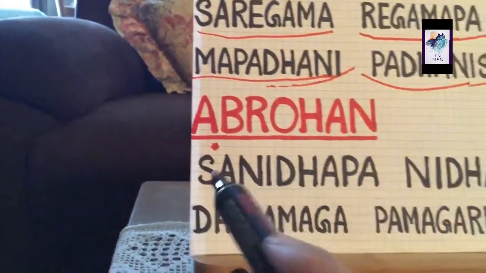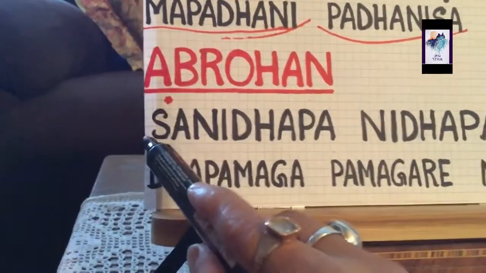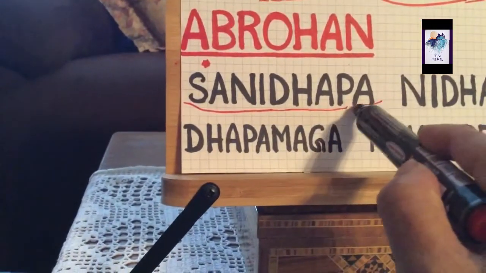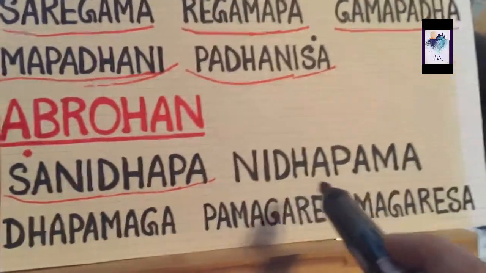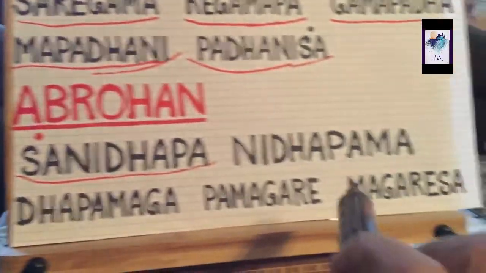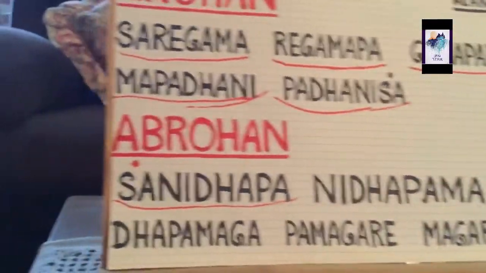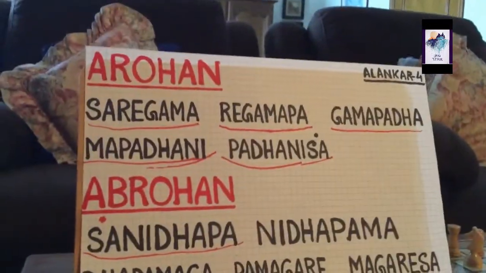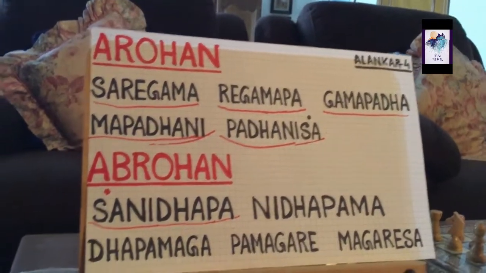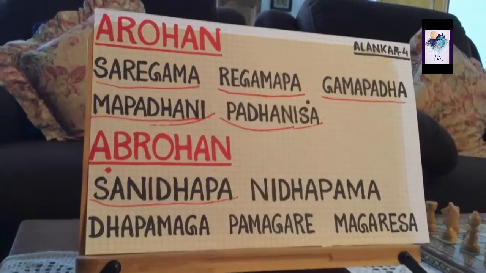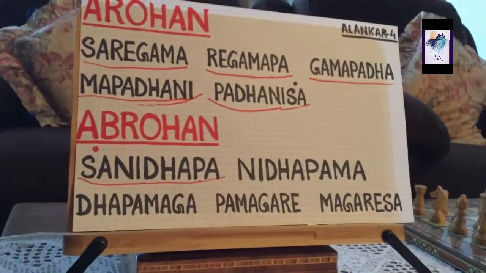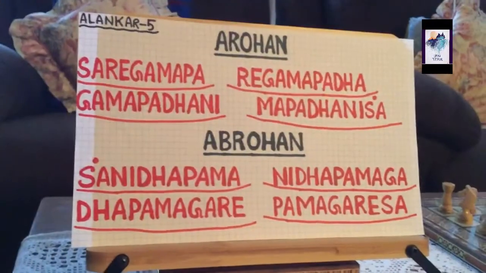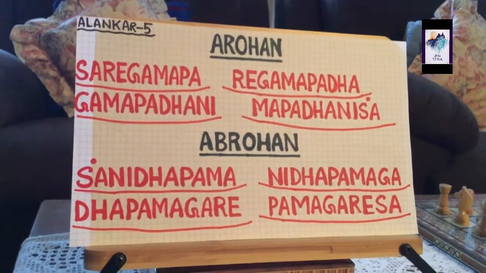Similarly, sa ni dha pa in Avrohan will be a curve. Ni dha pa ma ga ma re sa. So now this is corrected, though it's not finished. Sa re ga ma pa dha ma pa dha ni sa ni dha pa ma ga re sa. Alankar number 4. Okay. Now Alankar number 5.